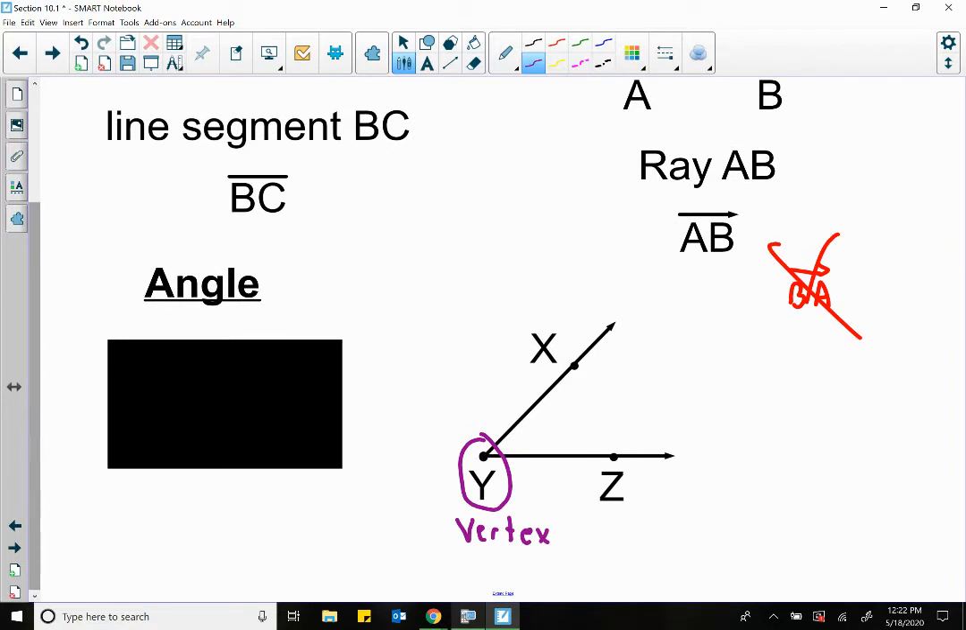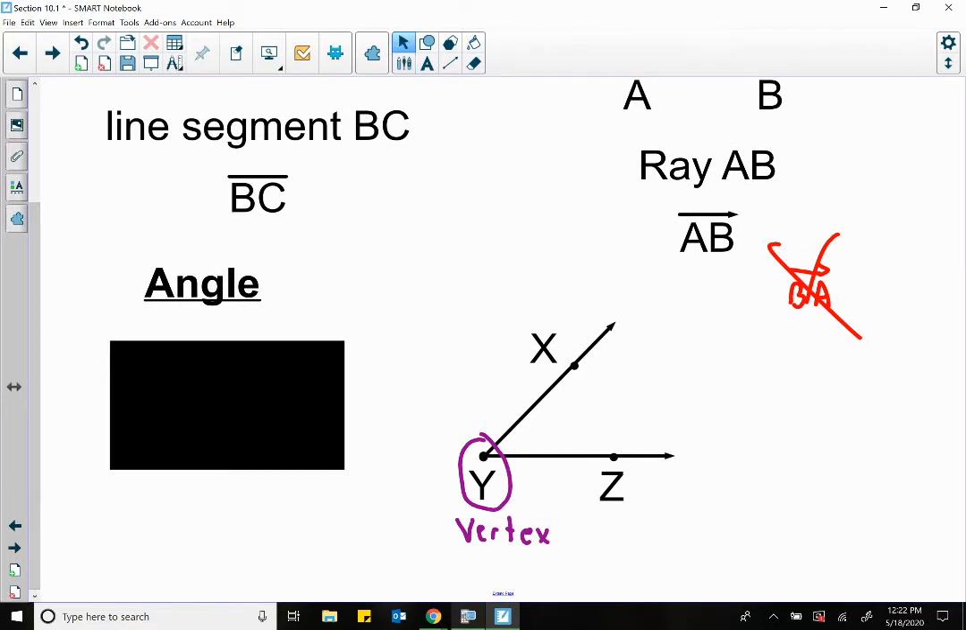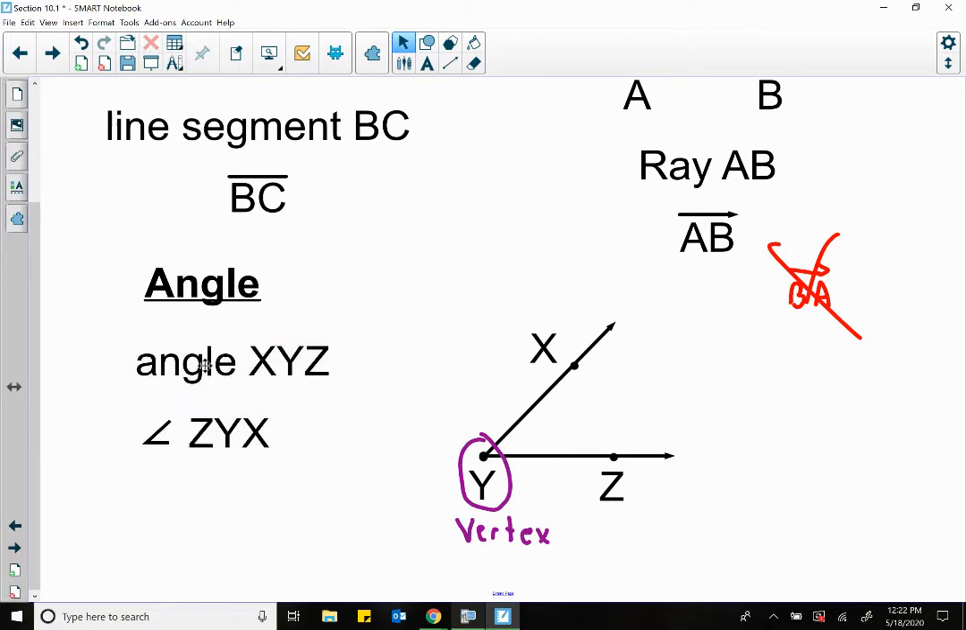So an angle, how we name those is, you can write the word angle and then X, Y, Z. Or you can use the angle symbol. You're going to see this symbol a lot. It looks like a less than symbol, but that's an angle symbol. Most of the time, you'll see me write my angle symbol with a little arc through it, so that way you don't confuse it with the less than symbol. Okay, so there's my angle symbol.